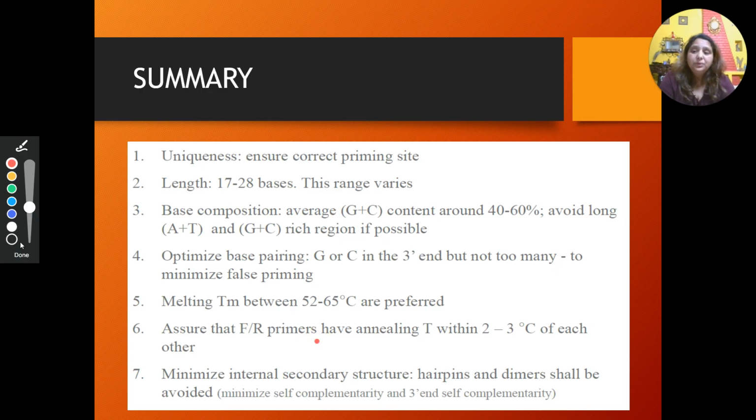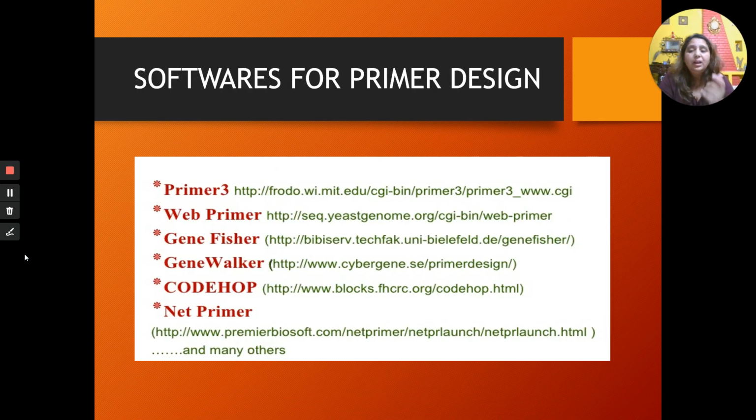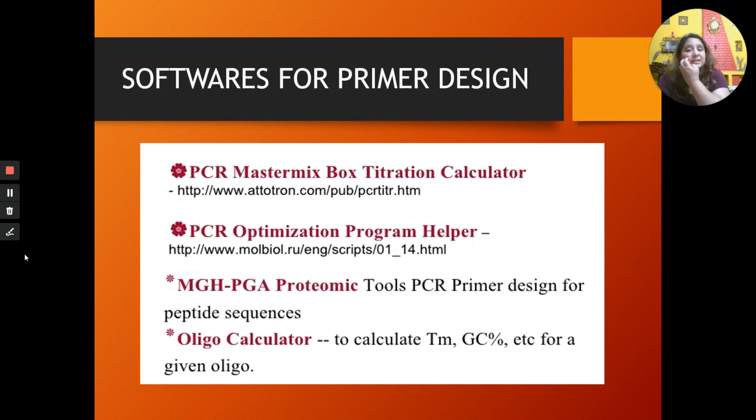Okay. Now, a number of softwares are available nowadays to design the primer. पहले हाथ से बनाना पड़ता था, but nowadays a lot of primer design tools are available, such as Primer3, which is a very good one, Web Primer, Gene Fisher, Gene Walker, CODEHOP, Net Primer, PCR Master Mix Titration Calculator, Oligo Calculator, MGH PCR Proteomics. There are so many websites and tools available in the public domain, and you can just play with these softwares.